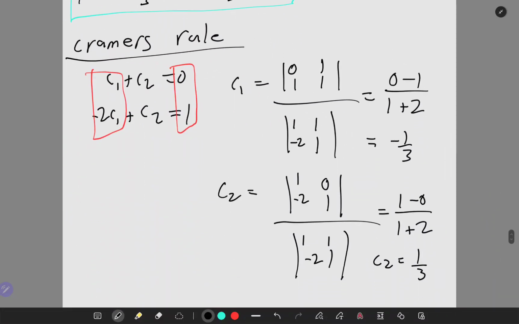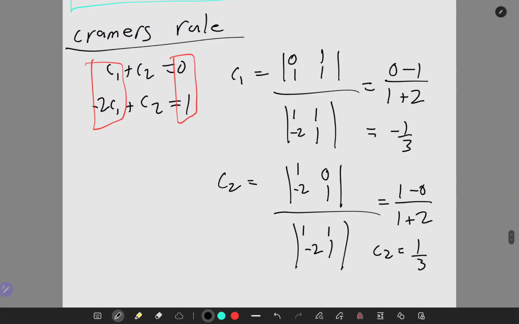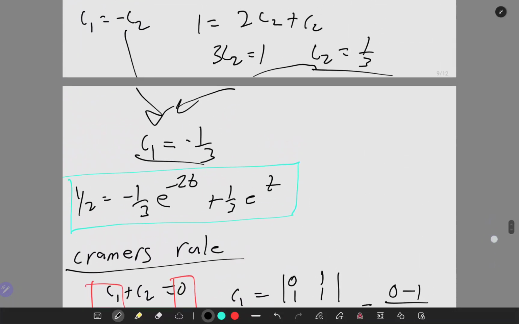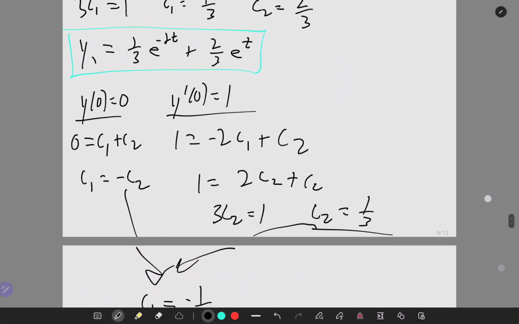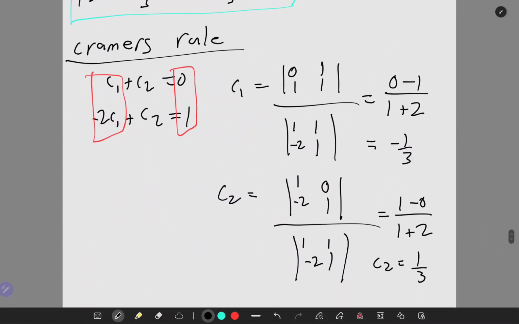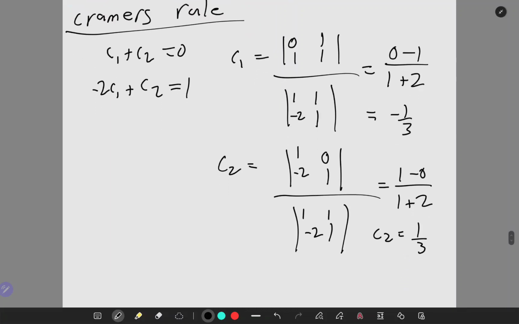So you can see how once you get the hang of Cramer's rule, it can be really fast to use. And it's very systematic. It's a lot more straightforward than substitution, in my opinion. It's just memorizing which way the numerators go. That's about it. But once you learn it, it's pretty simple. Okay, one more example.